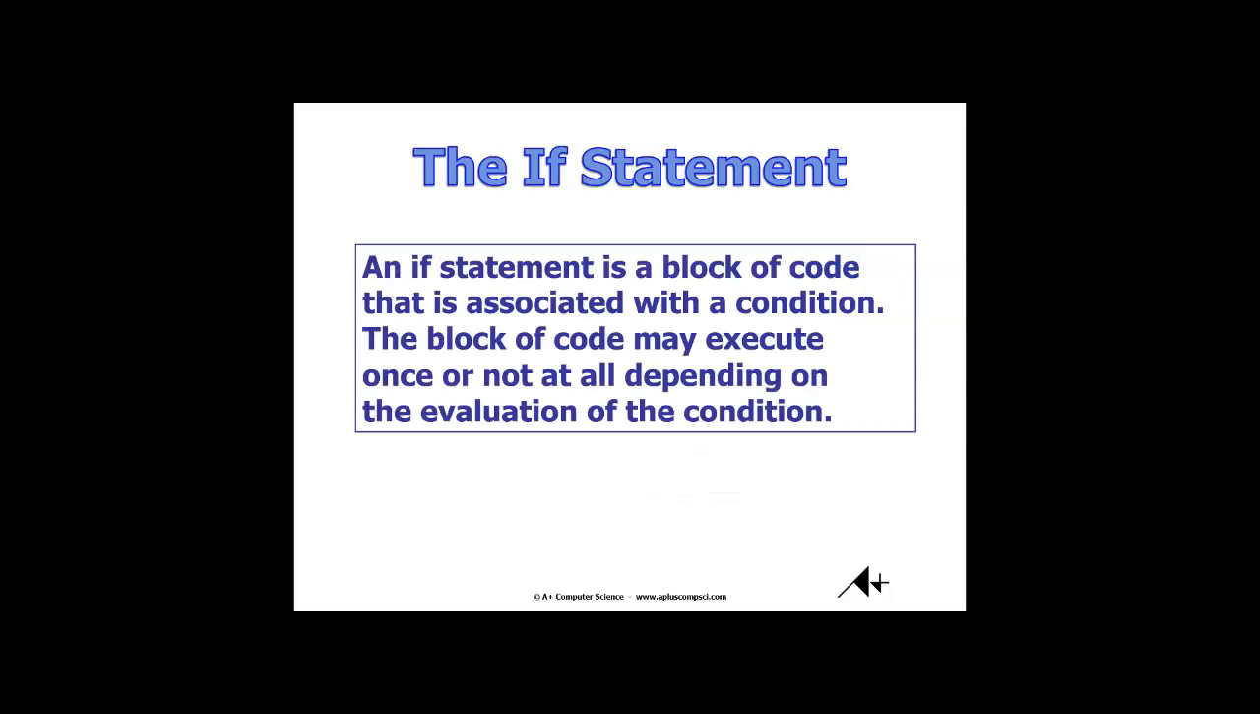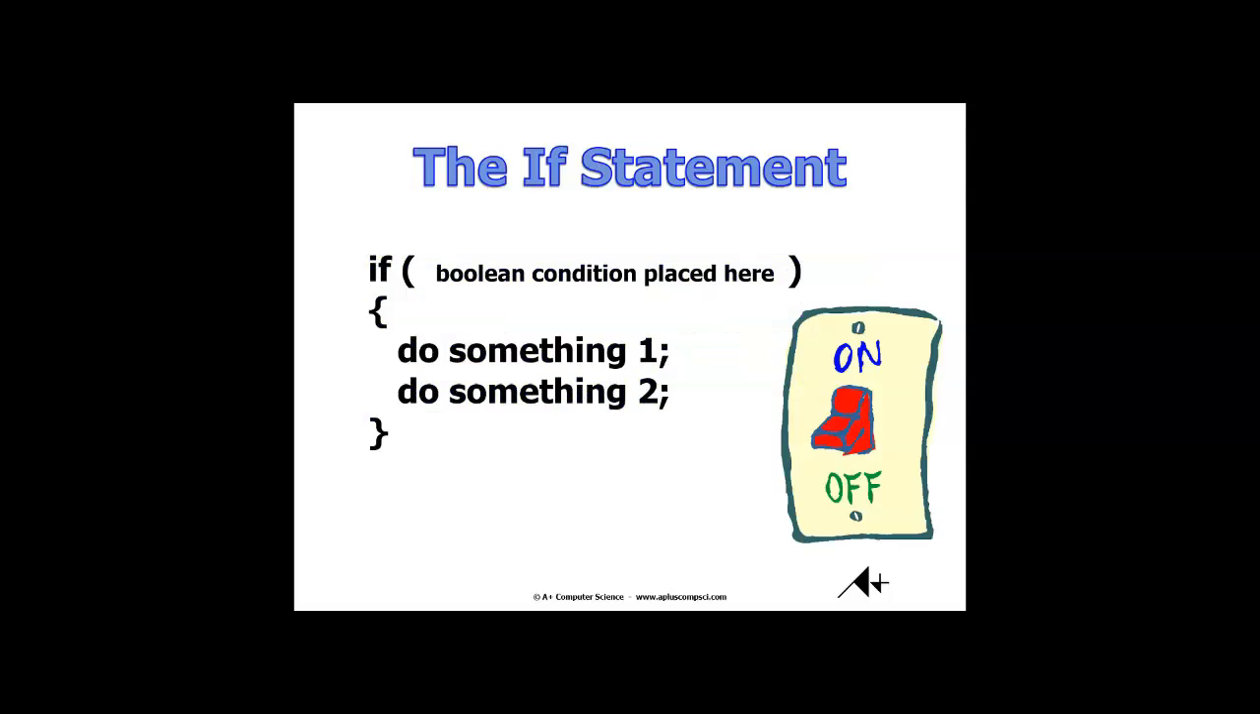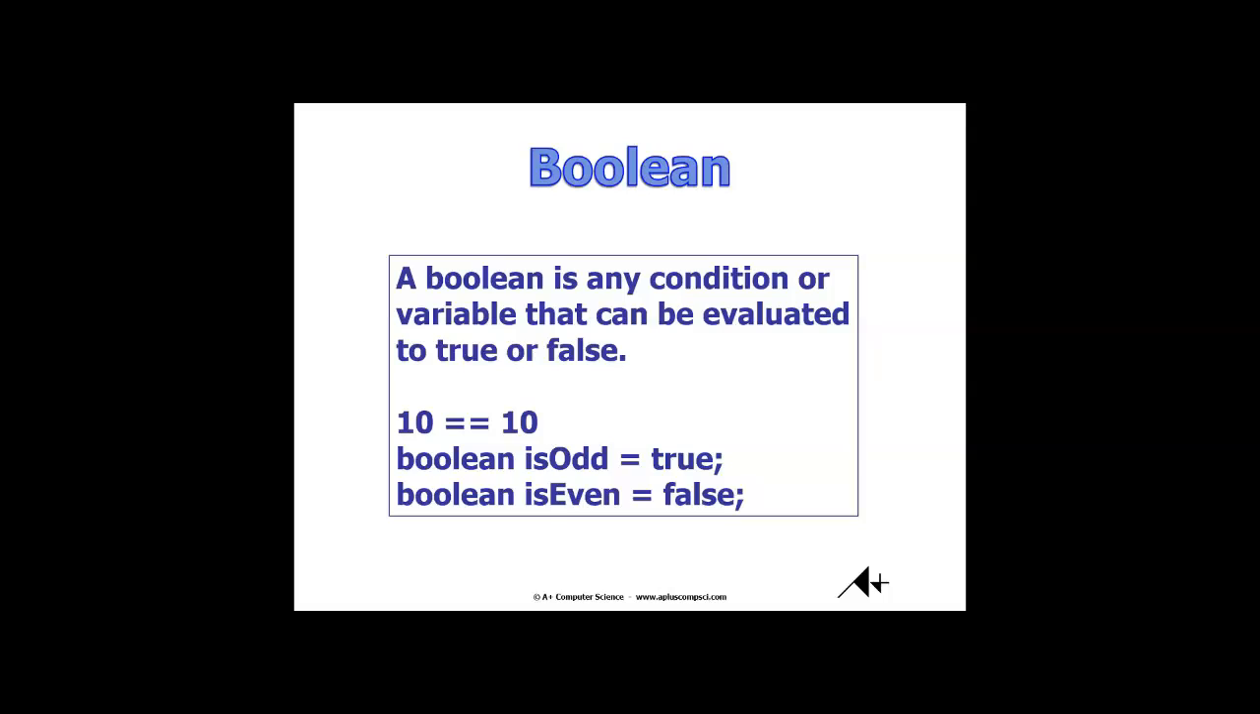So an if statement, it's a block of code that's attached or associated with a condition, right? So if the condition is true, it executes the block of code. If the condition is false, it doesn't execute the code. So in this example, we'll break the syntax down a little bit. If my condition that I put in the blank, if that's true, do something 1 and do something 2 are going to happen. If the condition fails, it's going to jump down right after the close brace, and it's not going to execute any of the stuff inside the braces.